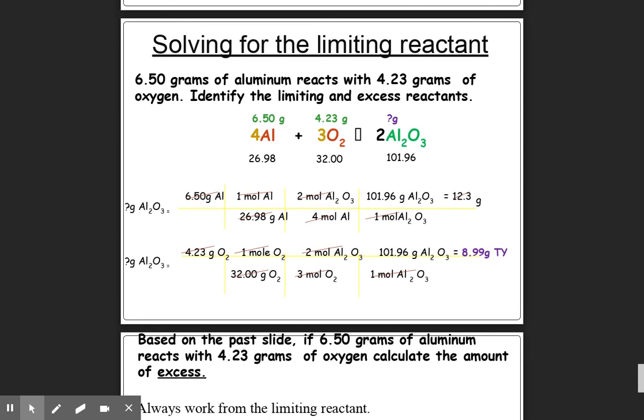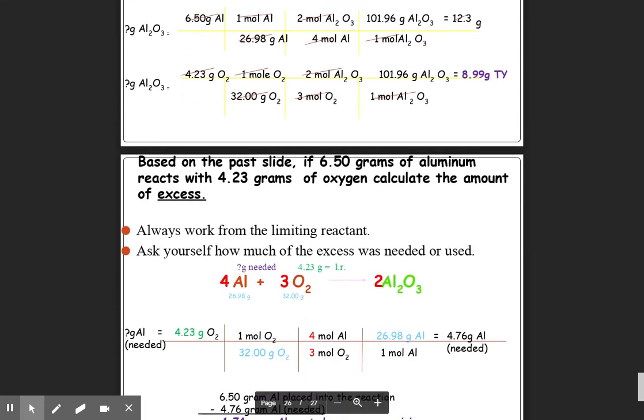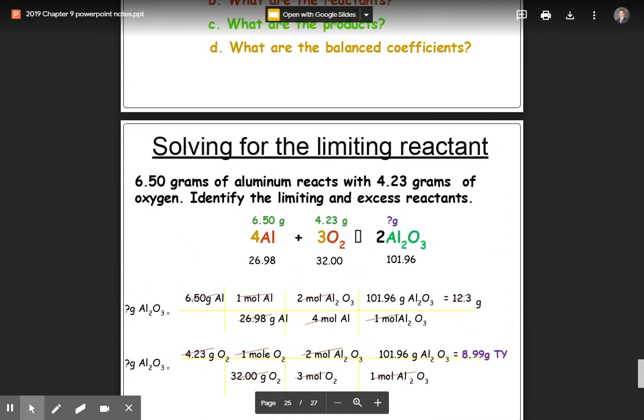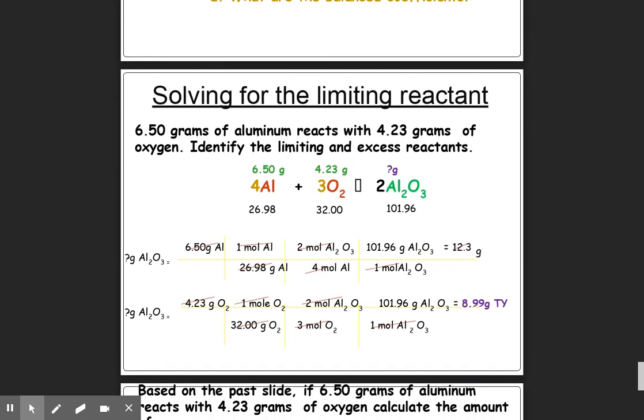So now let's move on to the next section, the next question. So it says, based on the previous question, I apologize, in the notes, I believe the 6 got cut off. So the next question should also say 6.50 grams of aluminum, not just 0.50 grams. I apologize for that. So 6.50 grams of aluminum.